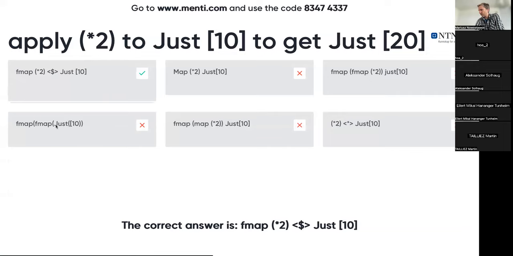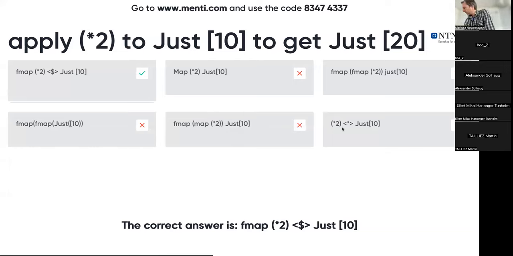This one is almost correct, but you need to remember that fmap takes two arguments, right? So the notation is wrong, because the notation needs to be something like this. This one is correct because this map applies to the list. So this is a correct answer, but the computer was expecting fmap, not map. But this is a correct answer as well.